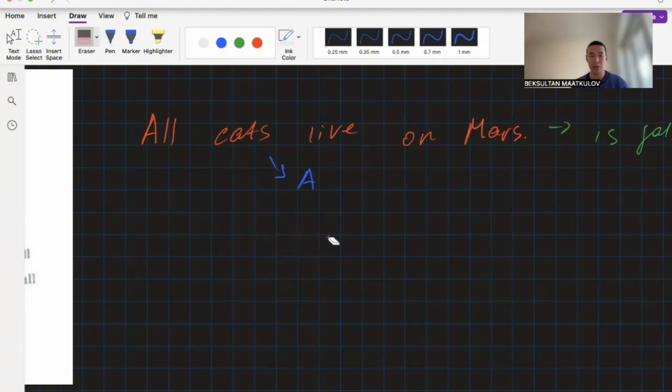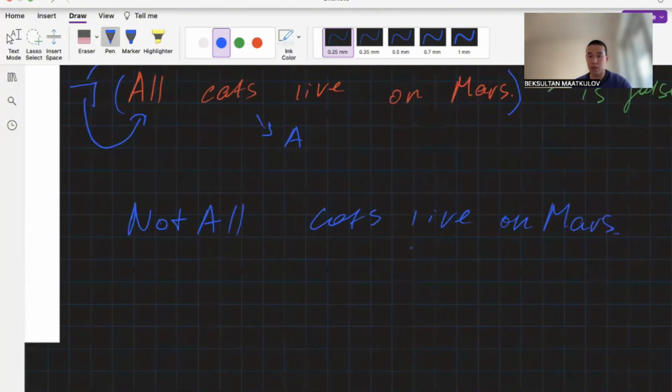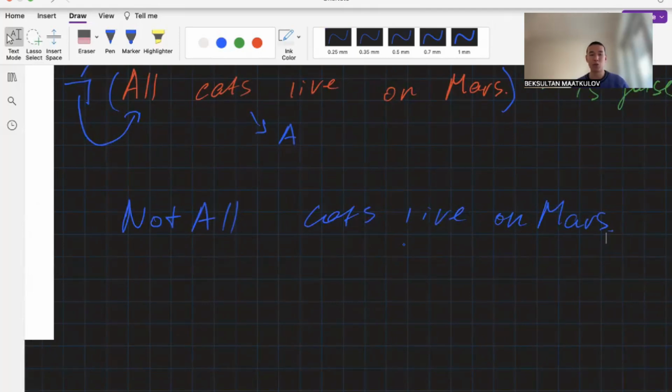In order to find not A, you need to work with all. You have to bring this not into the statement, so you have to apply not to all, because anytime you have all statements, you have to negate it. Let's say you have all cats live on Mars. In order to negate all, you'll have not all cats live on Mars. Basically you can leave it like that, but usually you will not find not all in the answer sections. So you have to work further.